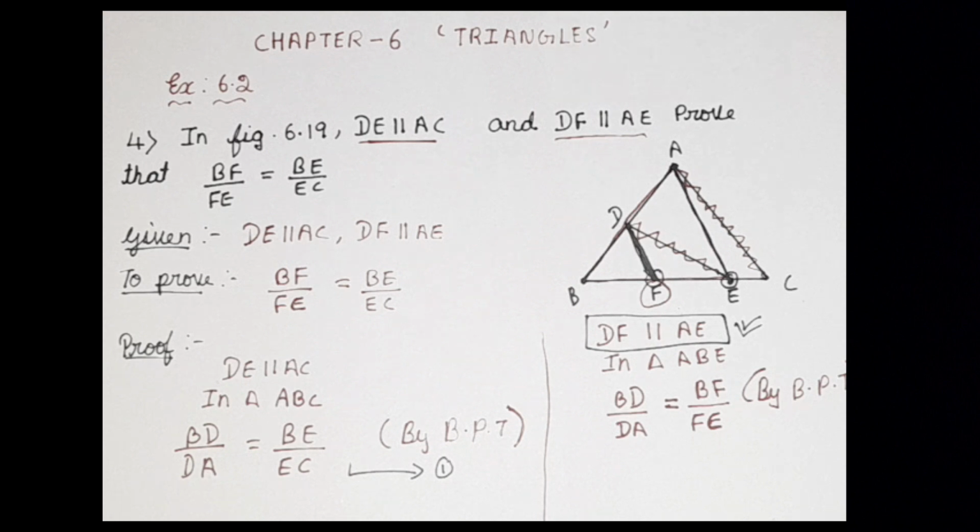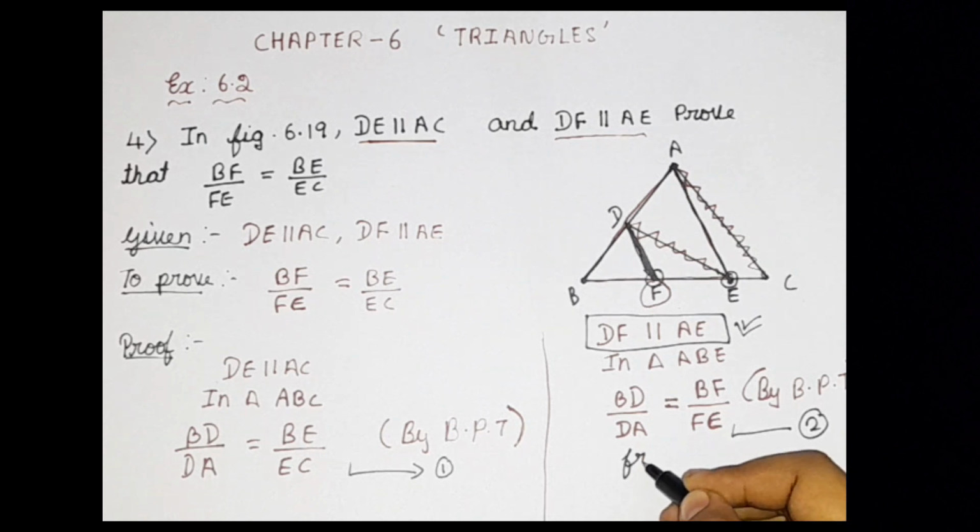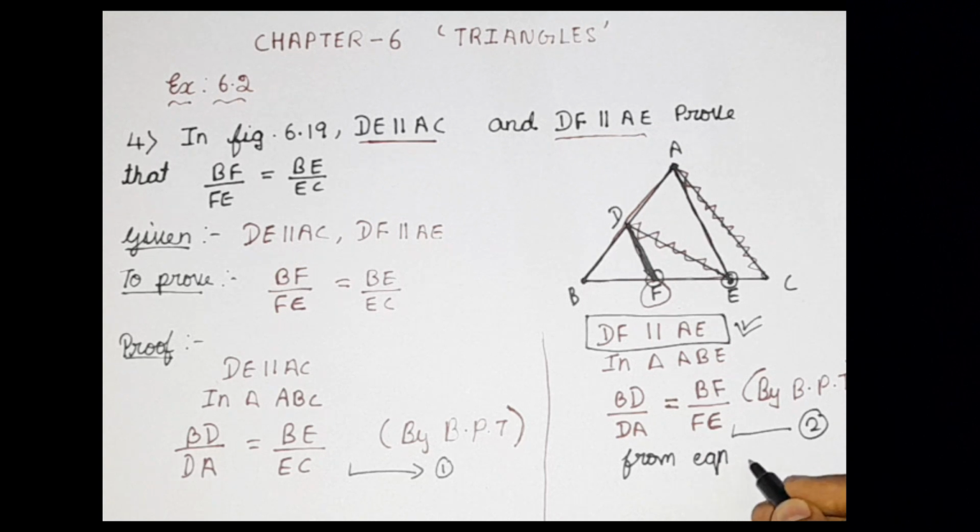So finally we got 2 values. We just used 2 conditions in the question, and by using those conditions, we got 2 values, this value and this value. Now what we can do is write from equation 1 and 2.